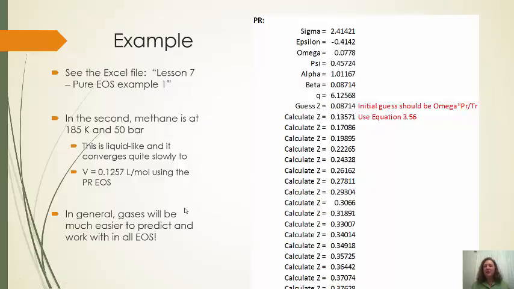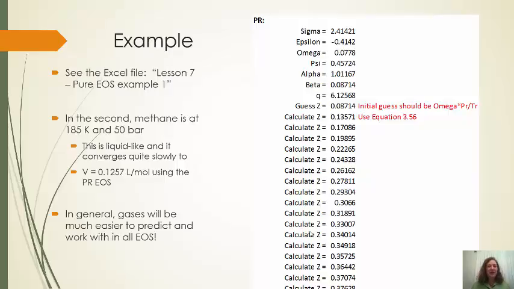And using the Peng-Robinson, I did this, and this actually goes on, if you look at the real file, on about another 10 or 15 iterations. Eventually, we get an answer of V equals 0.1257 liters per mole, which is a liquid-like value.